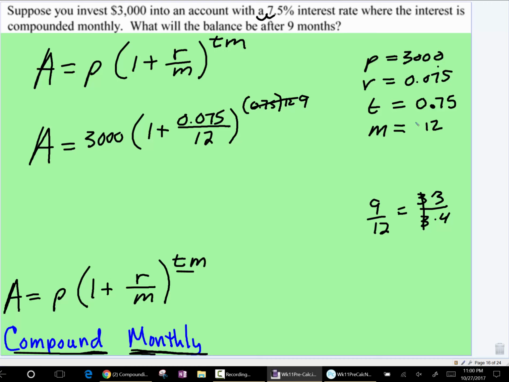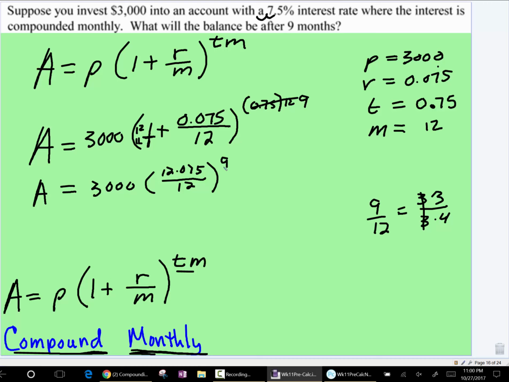There we go. So now, if you had a teacher or professor that did not want you to use a calculator, at least initially, just simplify on the inside. Imagine there's an invisible 1. You're going to multiply top and bottom by 12, and then the denominator will be the same. The numerator, 12 plus 0.075, you get 12.075 raised to the 9th power.